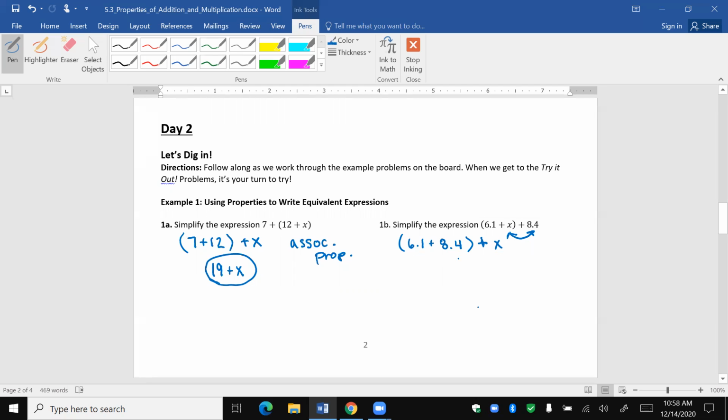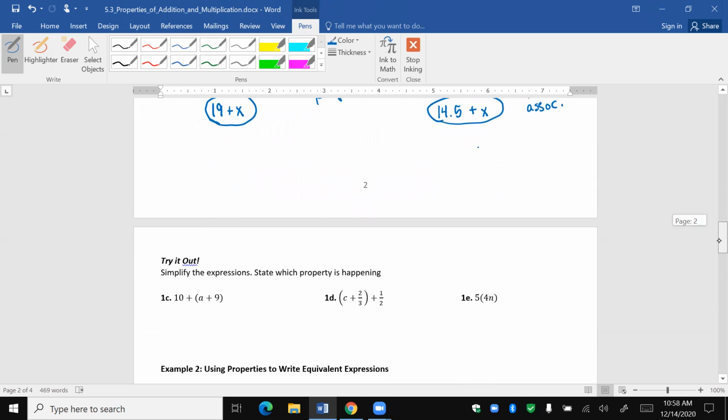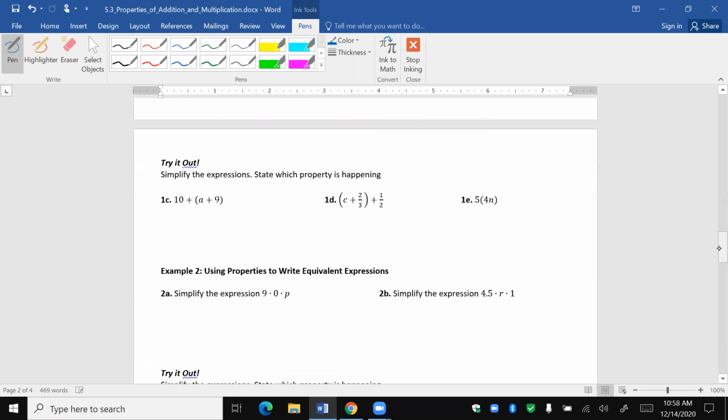Then adding those together, I get 14.5 and then plus x. Can't simplify those any further. Okay, we would use commutative to switch the order and associative to slide those parentheses around, okay? All right, let's go ahead and pause and try these next two or next three.